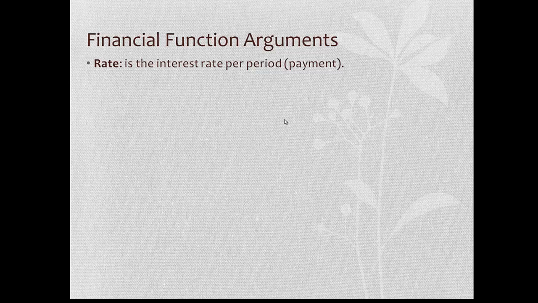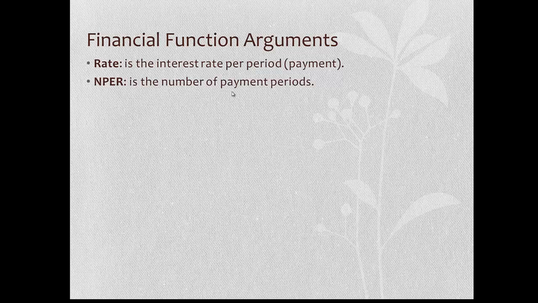Rate is the interest rate per period, per payment, in other words. And usually when you are quoted information about a loan, the loan rate that they give you is an annual percentage rate. So in the actual function, you have to divide that percentage rate by 12, and we'll take a look at that in just a minute.